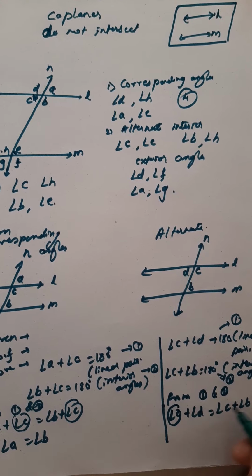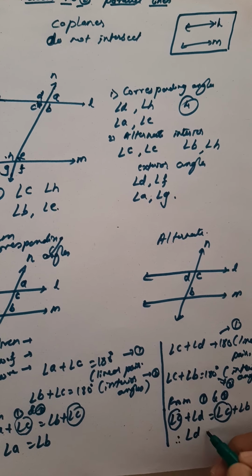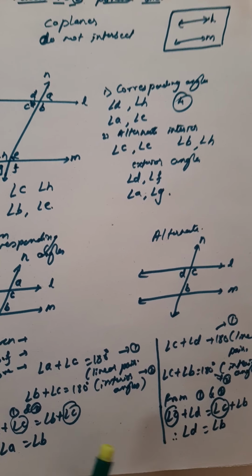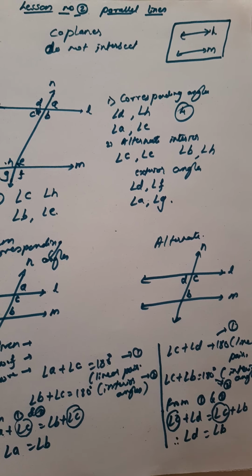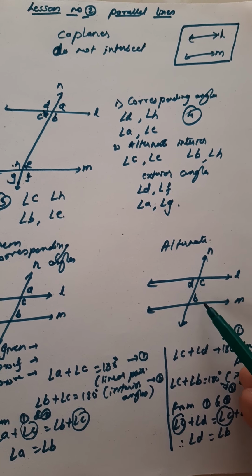Now we will eliminate angle C from both sides. So what will we get here? Therefore angle D is equal to angle B. In this way, we can easily prove the alternate angles. Understand this? Alternate angles, angle D and angle B.